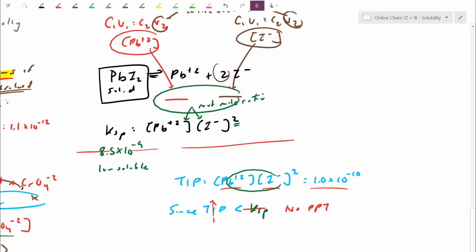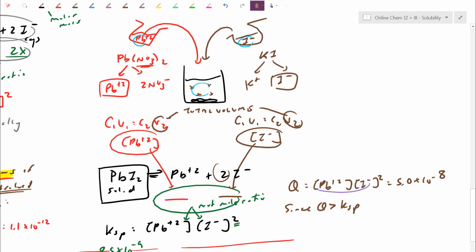What if your TIP value or your Q value? What if when I did the dilution here, I tried calculating this Pb2+ times I minus squared, and what if my value was like 5.0 times 10 to the negative 8? The amounts that I randomly added didn't follow the mole ratio, but I see that in this case, since my Q is bigger than KSP, my ion concentration currently is too high. Why could it have been so high?